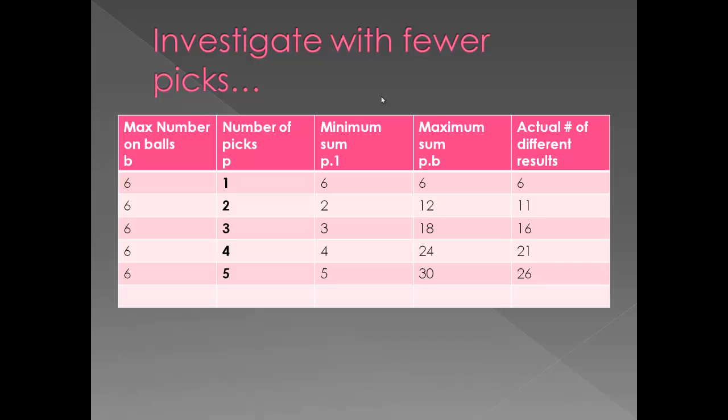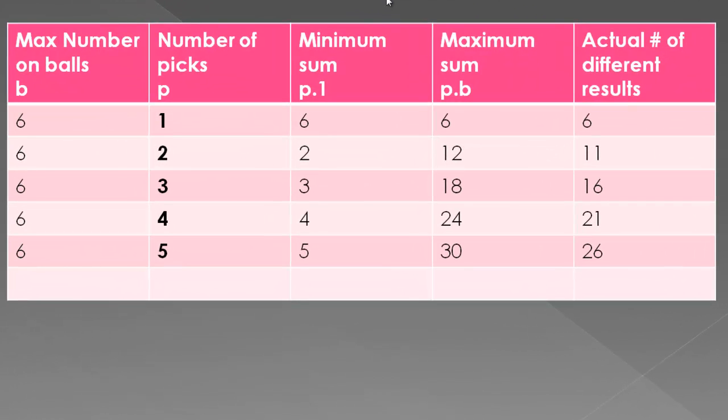The maximum number on the balls is B. I'm going to call it B, and we're going to say that the maximum number is 6 because that's what the question is about. And for this table, we say number of picks is 1. Now the minimum sum that we can get is indeed 6 because we can pick up a 6. The maximum sum is also 6. And so the actual different number of results we can have is 6.